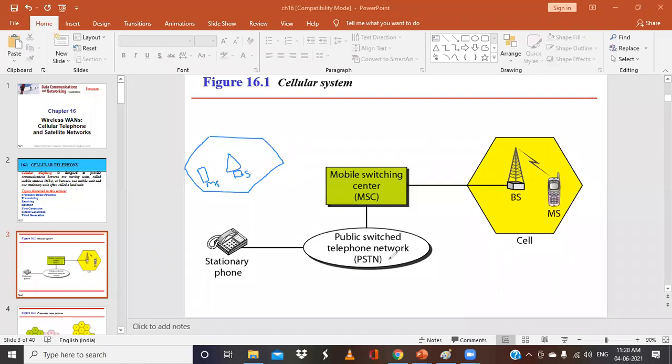So this is the basic idea of this cellular system. Are we following it, everyone? Yes, sir. Others? Yes, sir.